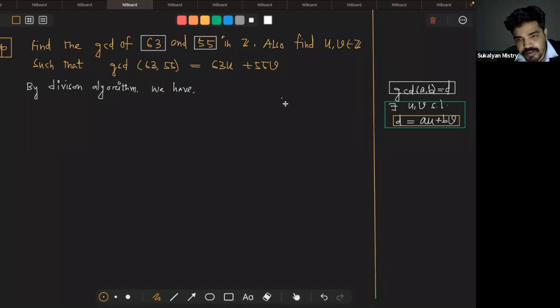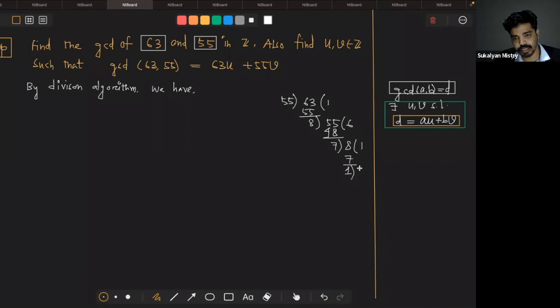দেখো আমি কি করব, 55 দিয়ে ছোট নাম্বার দিয়ে বড় নাম্বারকে ডিভাইড করব। ঠিক, so 1 55, so remainder will be 8. 8 দিয়ে 55 কে ডিভাইড করব, 48। ঠিক, 7 দিয়ে 8 কে ডিভাইড করব, রিমাইন্ডার হচ্ছে 1, এই 1 দিয়ে 7 কে ডিভাইড করব, that is 0.